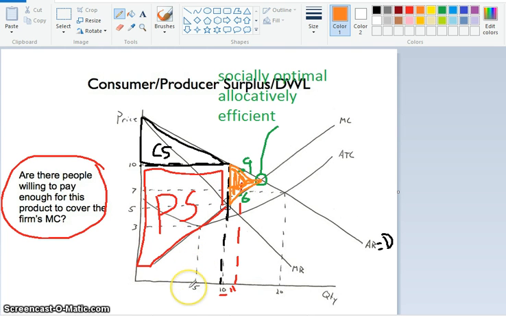Not bad. Here's what I want you to do right now. I want you to go look at page number 5 in your packet. See if you can calculate and shade the areas of producer and consumer surplus. It should be very, very similar to what I walked you through here. If you have any questions, let me know. Thank you very much.